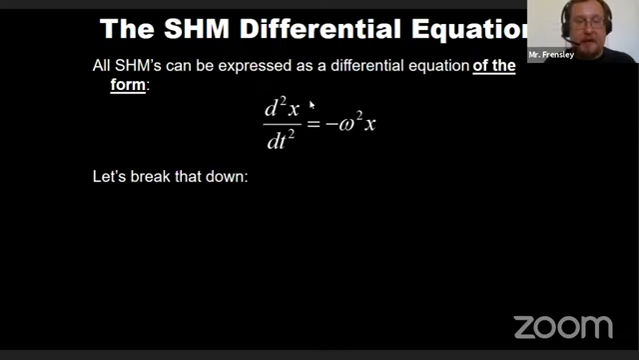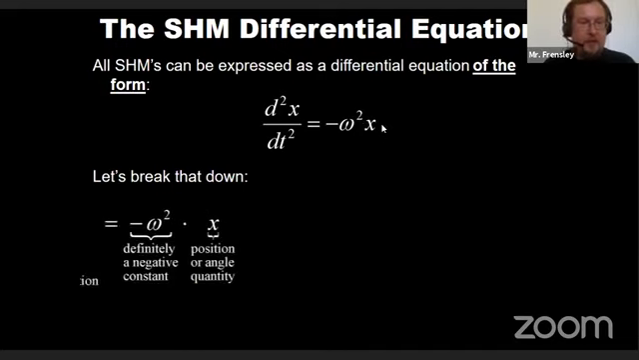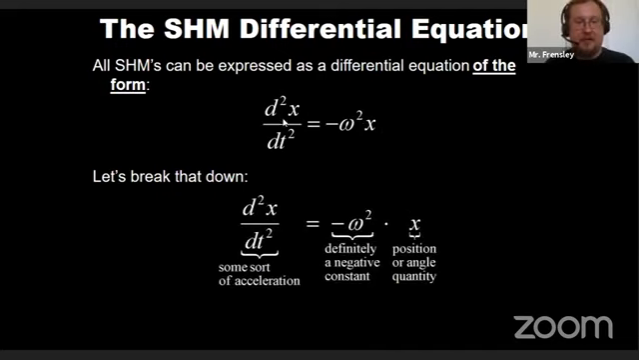That looks like acceleration. It's the second derivative of position, right? So I'm just looking at acceleration. No big deal. And then this is just position. That's just your displacement from equilibrium. So this isn't so bad. It looks like acceleration is equal to something with displacement in it, right? No big deal. So I'm going to take the same equation and break it into pieces. Let's see what we're looking at.